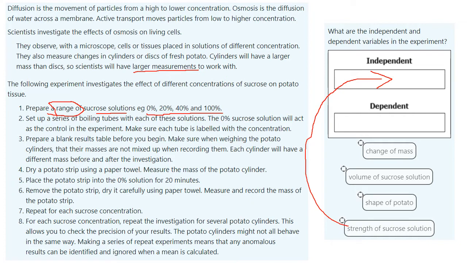And what are we looking at? What are we weighing? Well, they're looking at the mass of the potato cylinder. And then they measure and record the mass of the potato strip. So that word measure and the action of recording show that we're looking at the dependent variable, and then looking at the mass. So we're looking at the change in mass because the mass is weighed at the beginning and then the mass is weighed at the end. So what is going to be looked at is the change in mass over those 20 minutes. So the dependent variable is the change in mass.